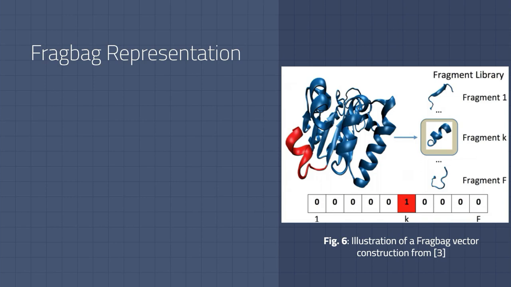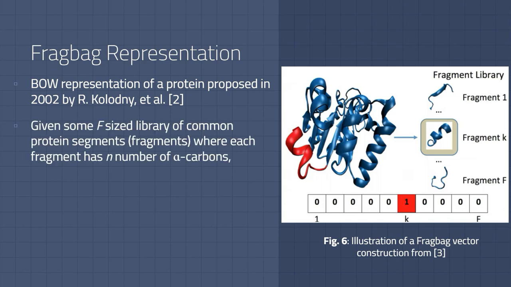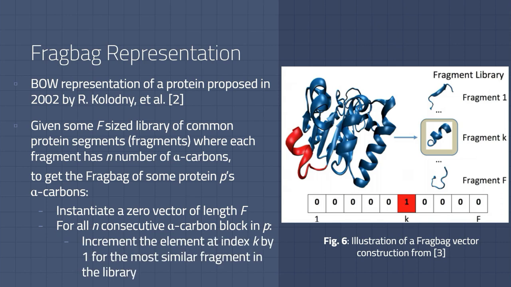This leads us to the frag bag representation, which is essentially a bag of words representation of a protein that was proposed in 2002 by R. Kolodny. The idea is that we can construct an F-size library of protein segments or fragments that are common within nature, where each fragment has n alpha carbons. We could then use the following algorithm to vectorize any given protein P as a vector of length f of the frequencies of any given fragment within our database. And we do this by iterating through every n consecutive alpha carbon block within P.